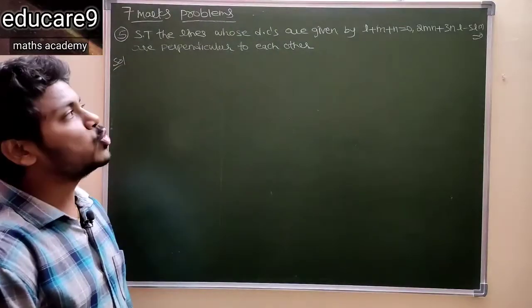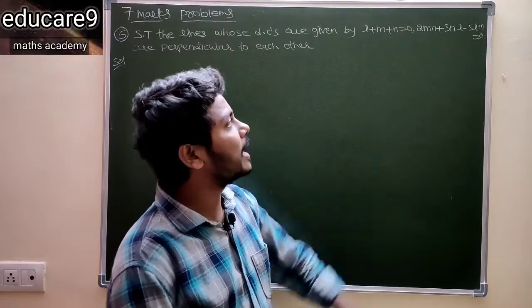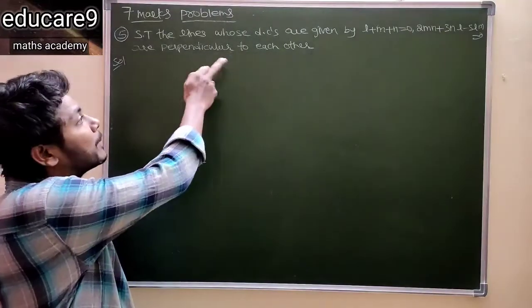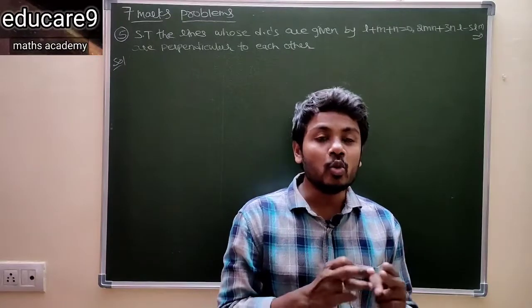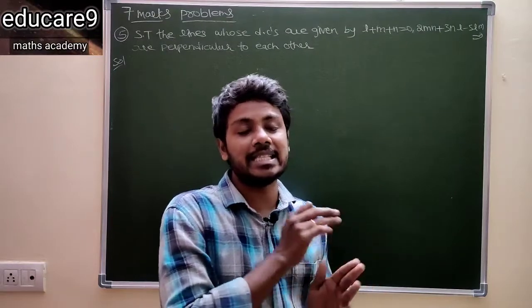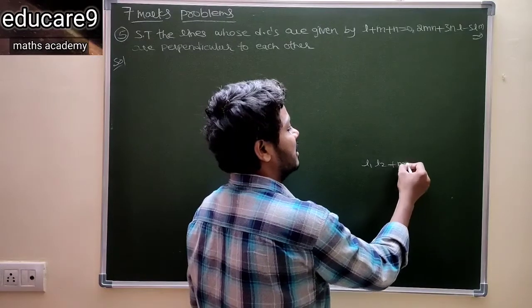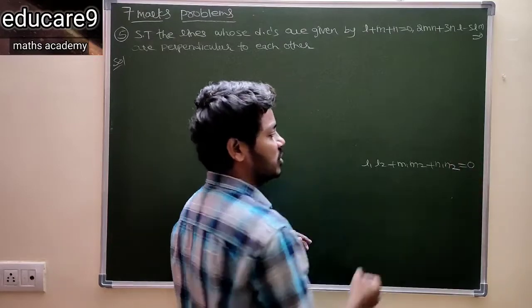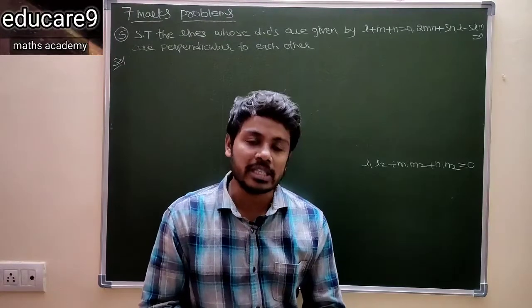Show that the lines whose DCs are given by the relations l + m + n = 0 and 2mn + 3nl - 5lm = 0 are perpendicular to each other. So the angle between the two lines is 90 degrees. Then the sum of the products of the DCs is 0, that is l1 l2 + m1 m2 + n1 n2 equals 0. Then we can say that the two lines are perpendicular to each other.